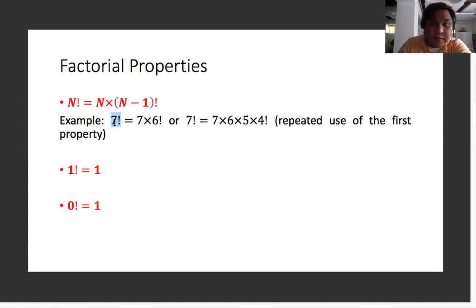Now, take note, 7 factorial, when computed, is 7 times 6 times 5 times 4 times 3 times 2 times 1.